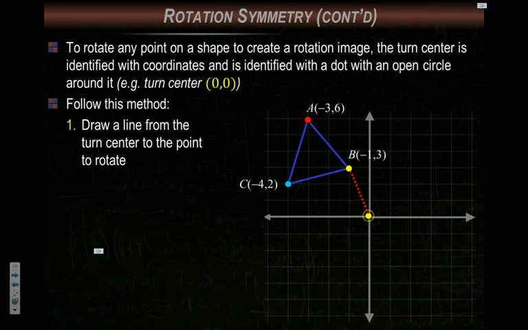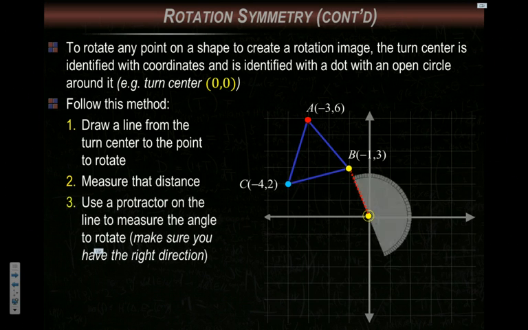So I'll draw a line there connecting it. Then I measure the distance. So you'll have to measure what the distance is between these 2 points using a ruler, okay? Then I will lay a protractor right on the line I just drew, and measure the angle, okay? I'm going to measure the angle there.